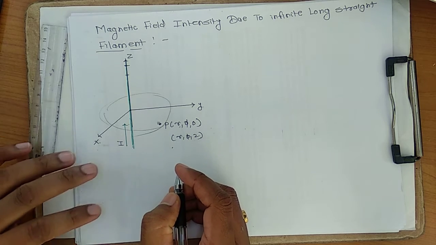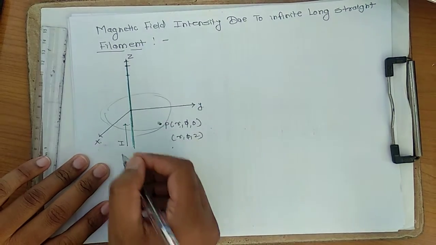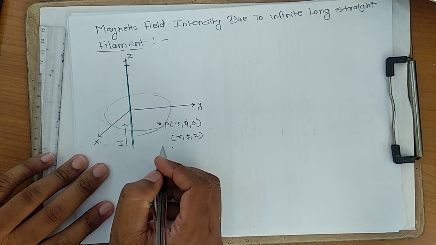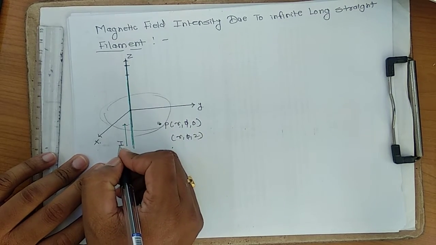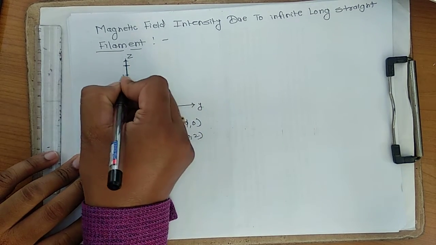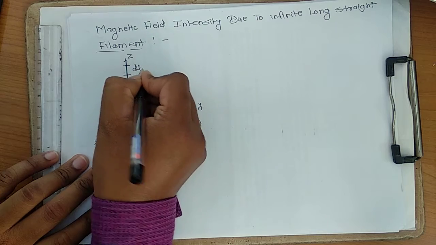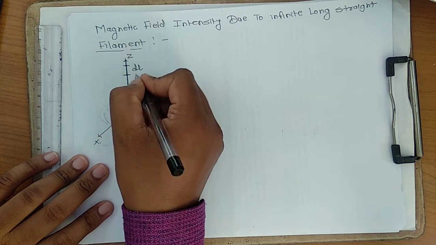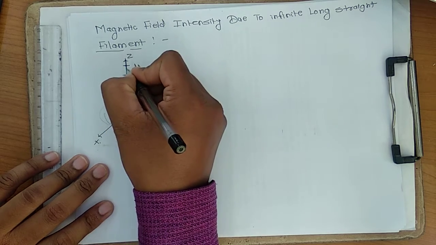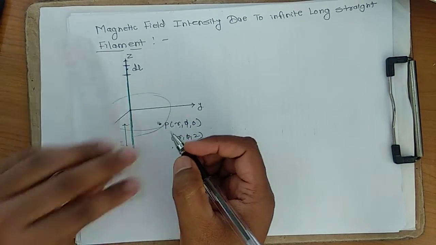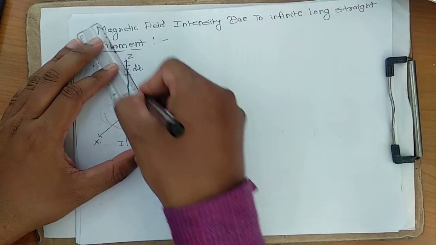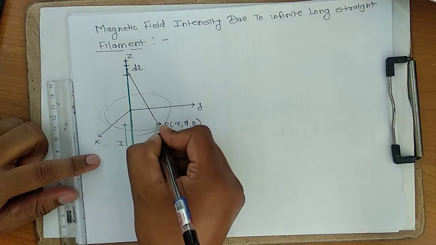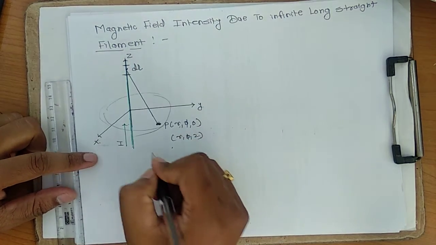For the calculation of magnetic field intensity, we can't directly calculate due to the whole straight filament. We have to take a small part from this filament, and this part is called dL. The total length is L, but we are taking a small part called dL. From that part I will make a straight line, and from that line we have to find the magnetic field intensity.